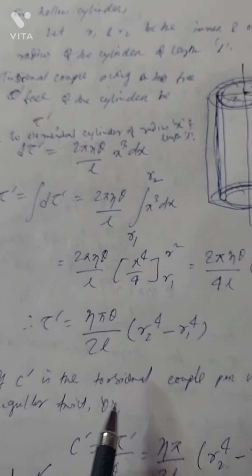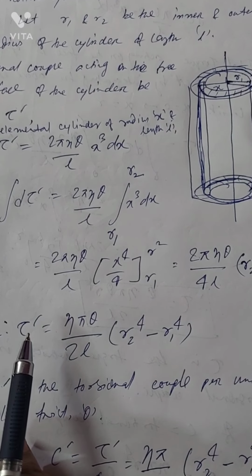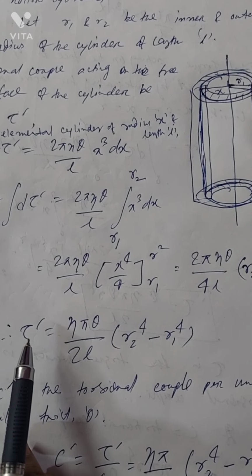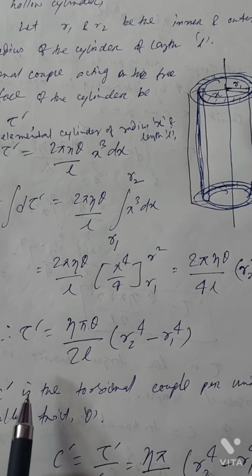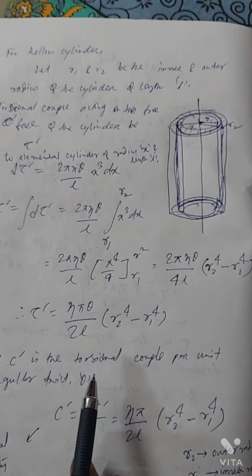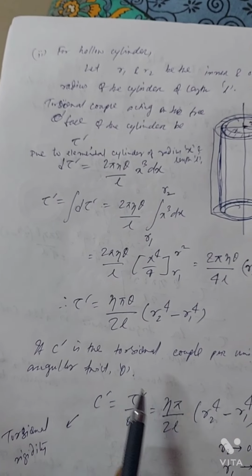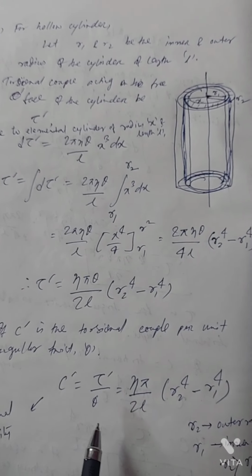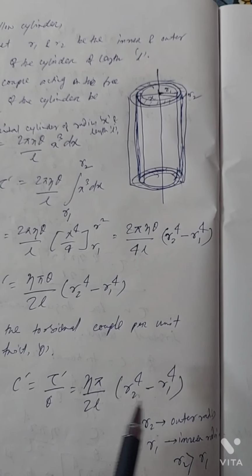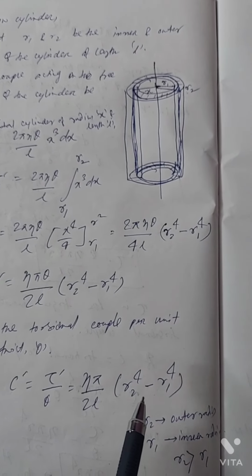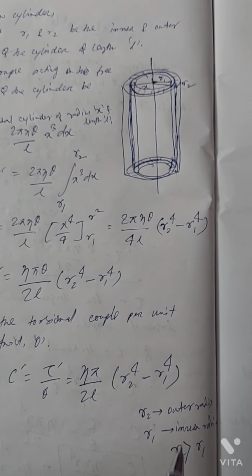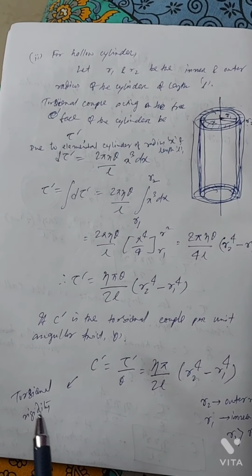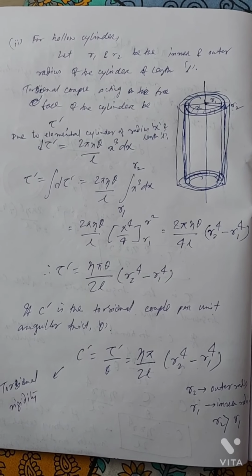Now the torque is also known as a torsional couple, because this torque is producing a twist. If C dash is the torsional couple per unit angular twist, then C dash is defined by tau dash by theta. So tau dash by theta will be this expression, where R2 is the outer radius and R1 is the inner radius, with the condition R2 is greater than R1. This C dash is also called the torsional rigidity.